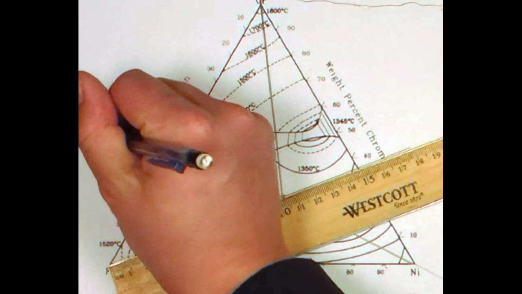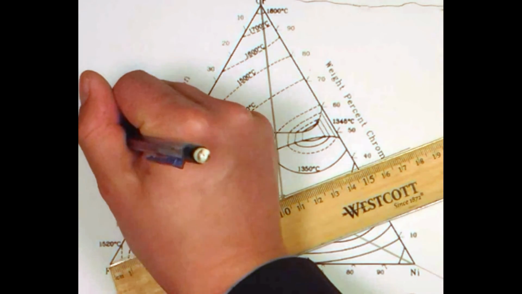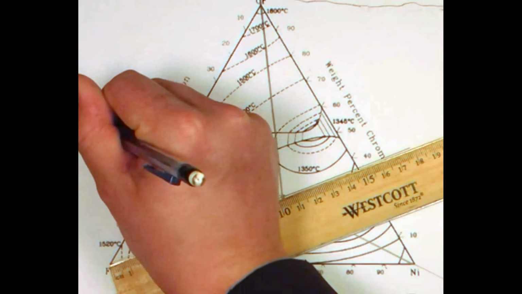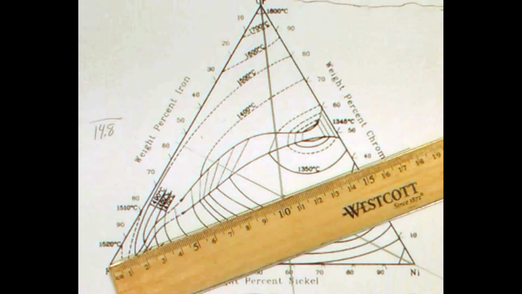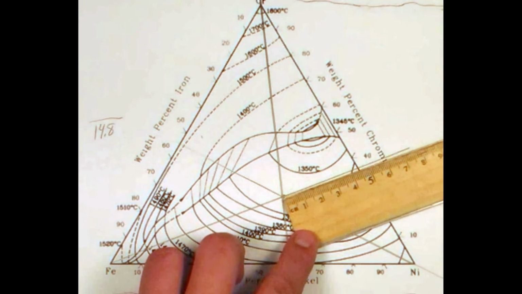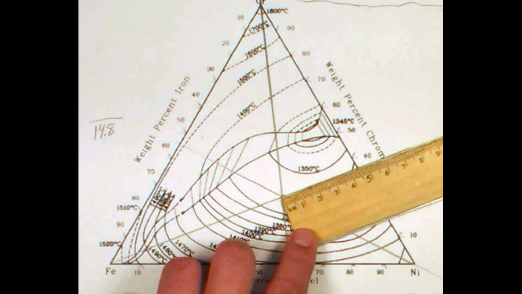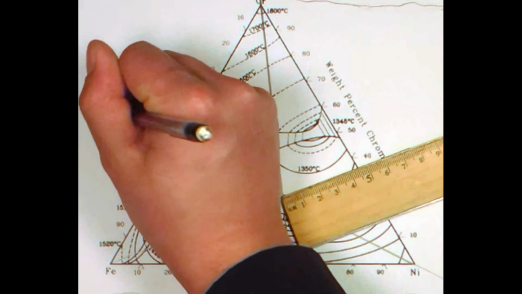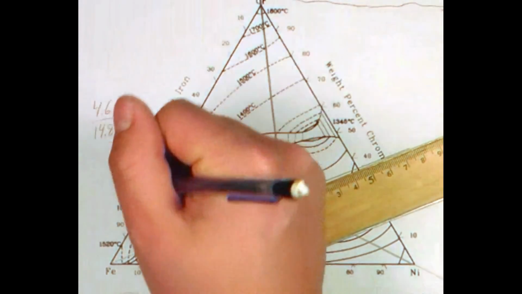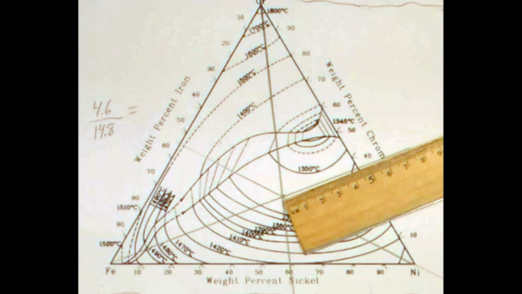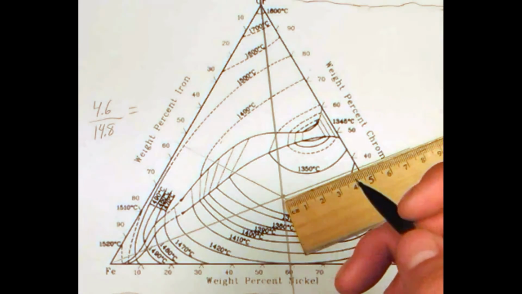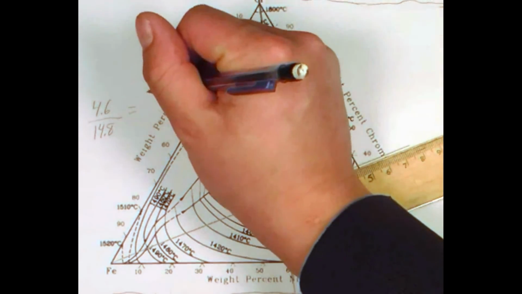We have a total distance of 14.8. And the distance from the point of interest to the 0% line is going to be 4.6. This will give us 31% iron.